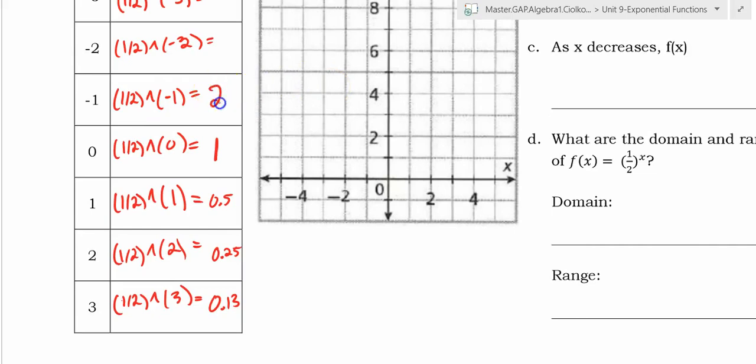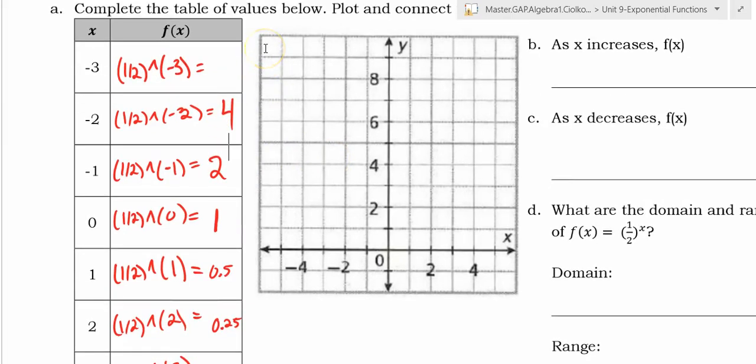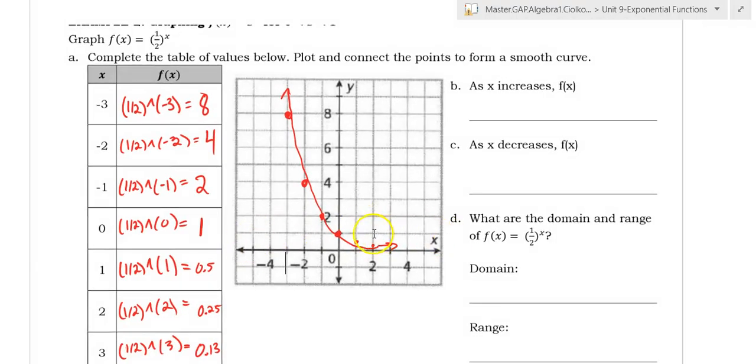1/2 to the negative 1. Check with GeoGebra. So plotting this one out, at -3, I'm up at 8. So it kind of makes our graph look a little backwards here. So this time, as x increases, meaning as I'm going to the right, it's actually going to go down. So it's decreasing. As it decreases, so as I go to the left, it's going up. So that means it's increasing.